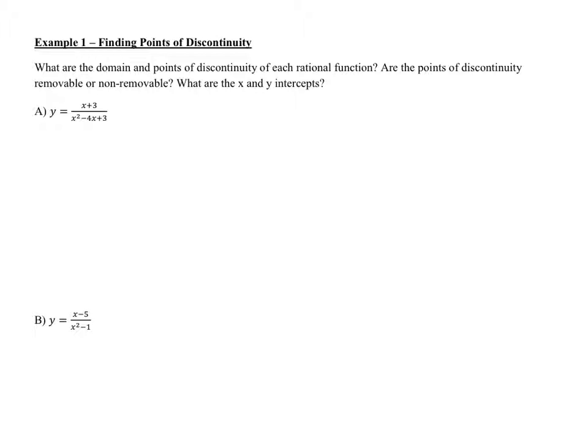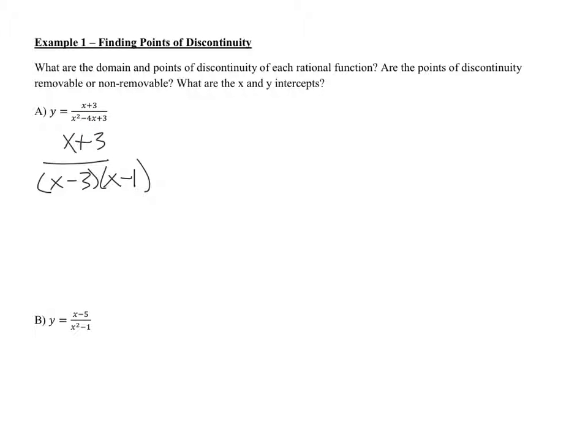This whole chapter you're going to be factoring a lot. So I'm going to factor this first one. On top it still is going to stay as x plus 3. On bottom it becomes x minus 3 and x minus 1, because it's two numbers that multiply to get positive 3 and add together to get negative 4.